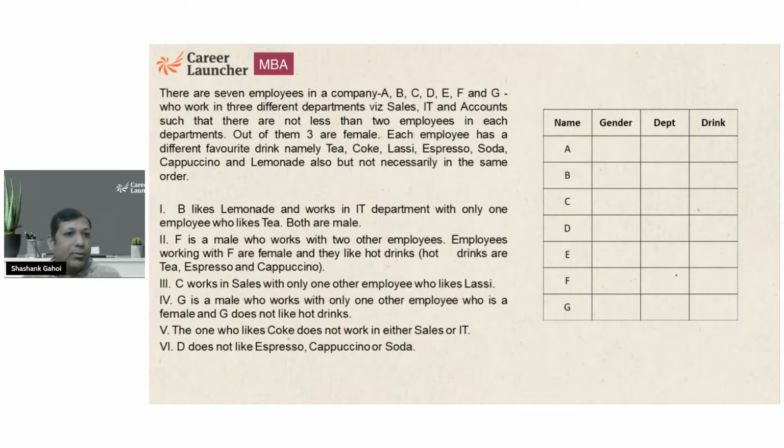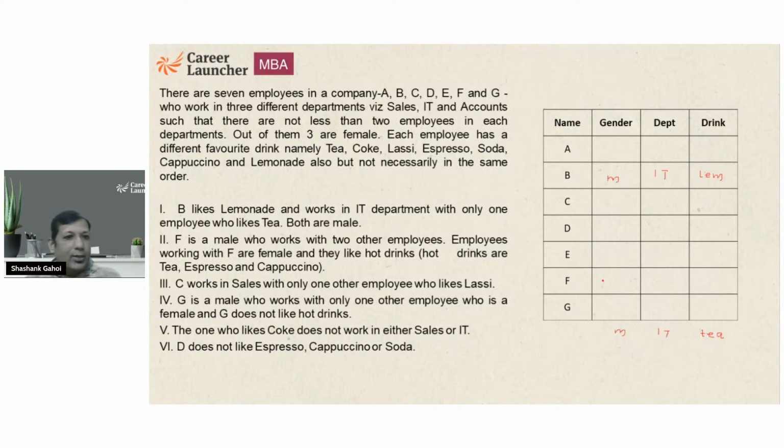Now the first one, B likes lemonade. I like this statement because direct information always helps. B likes lemonade, and works in the IT department. One more person who's in the IT department likes tea. Now that's good. So IT and tea, and both are male. So B is a male, and some other person working in IT is also a male. So these 3 things are going to go hand in hand. Wherever they go, all 3 values are going to go together.